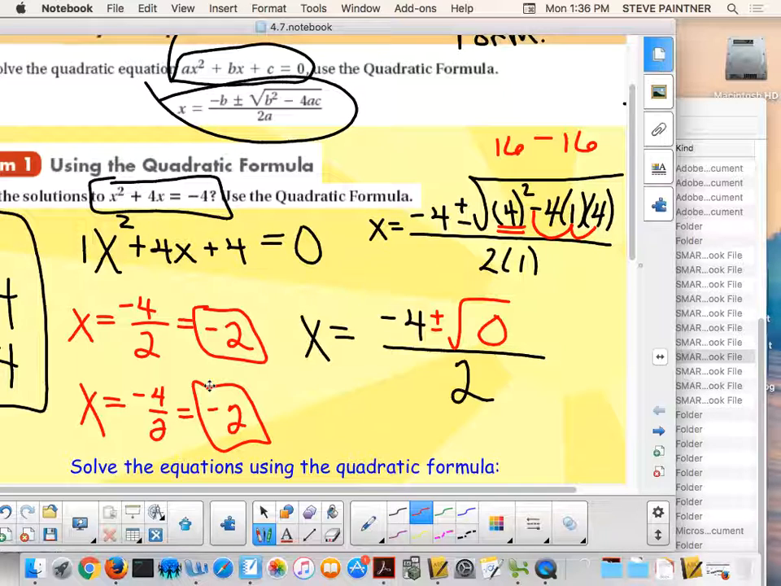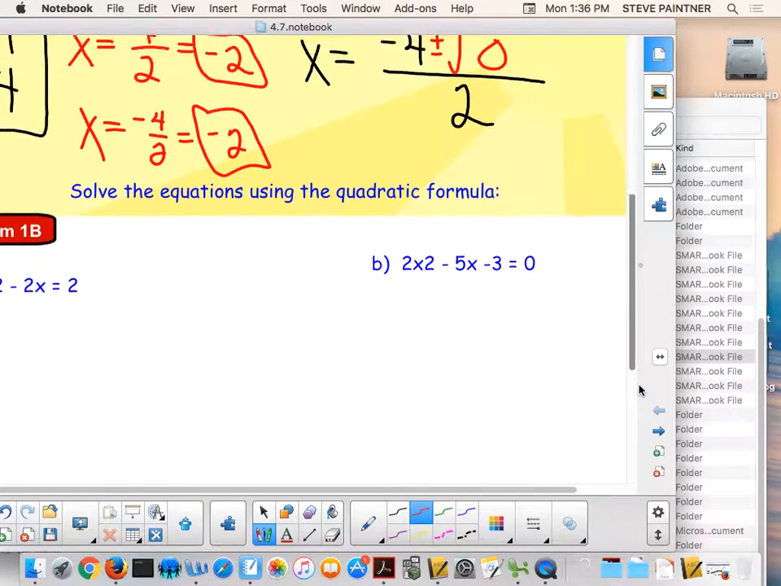Okay? This was not a bad problem because the number inside our radical was what? 0. That's probably the easiest one I can give you. Okay? Any questions? They're going to get harder. No questions? Do the next one, which would be problem 1A. Well, let's say 1B, I guess.